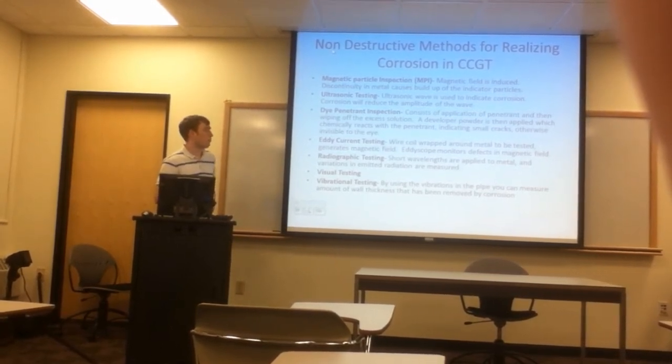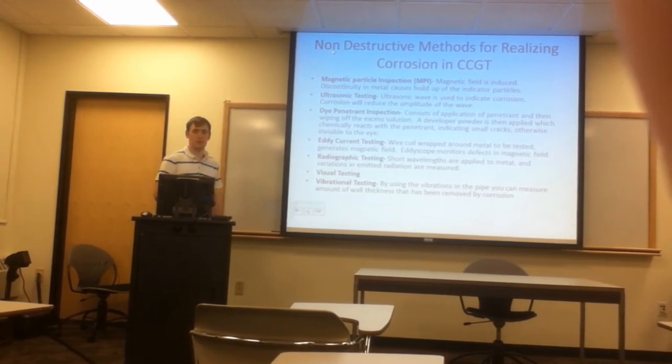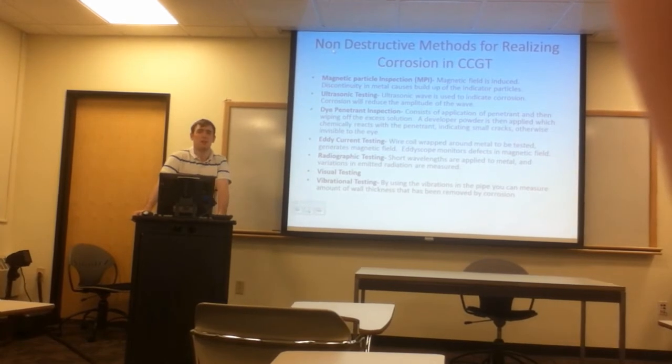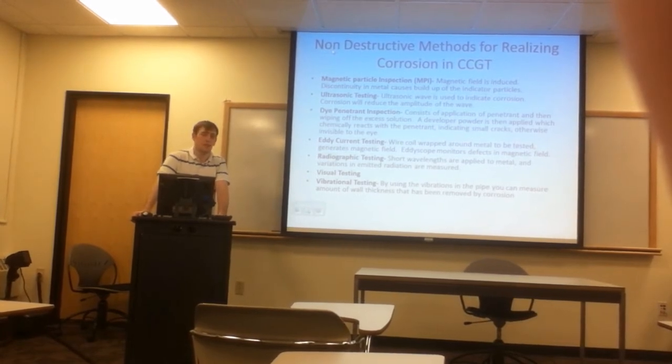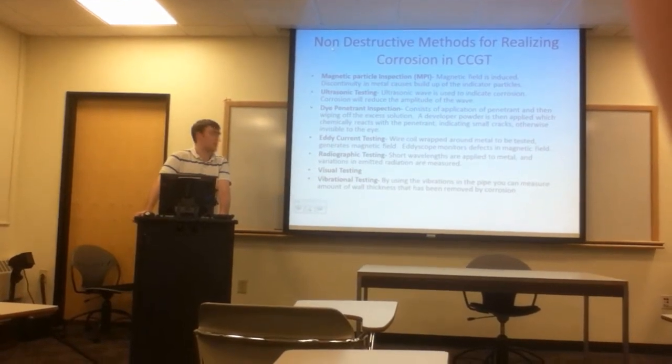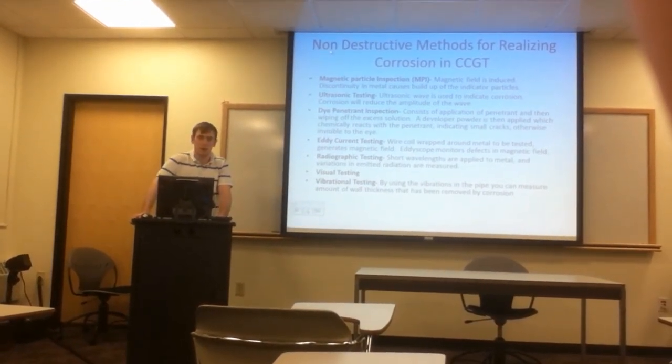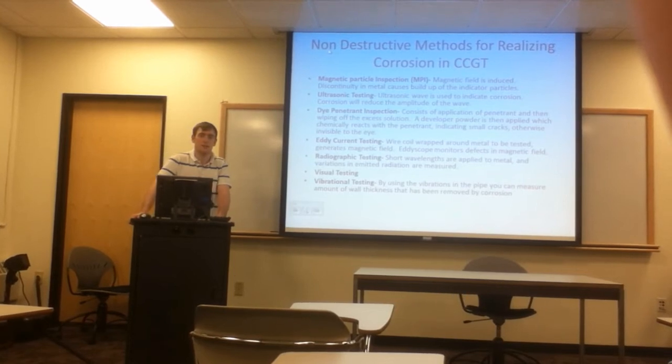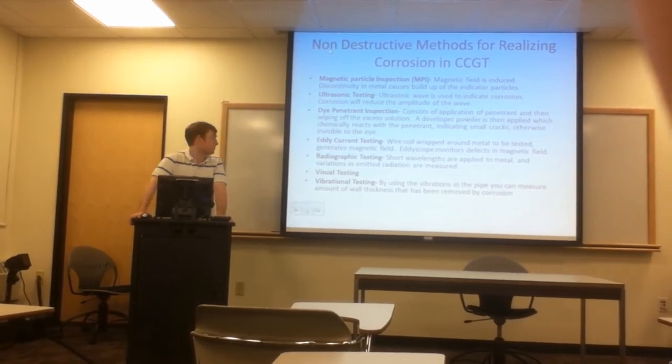A wire coil is wrapped around the piece, and it generates eddy currents within it, and these are picked up and then compared to a baseline sample, and differences indicate corrosion or flaws. Radiographic testing is basically X-rays applied to the part, and flaws can be seen on a screen.